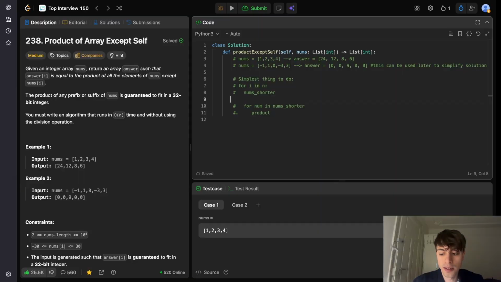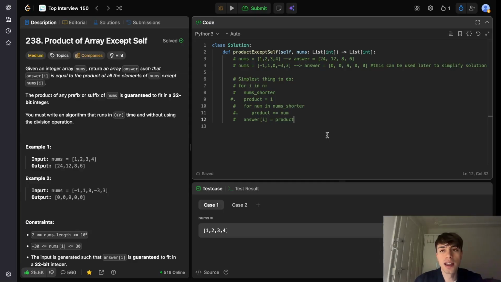you create a product, you start the product as 1. You see what I mean? You initialize this product as 1, so you multiply this product by num, and so you get to the product, and in the end, you simply say, all right, so my answer of i will be equal to product.